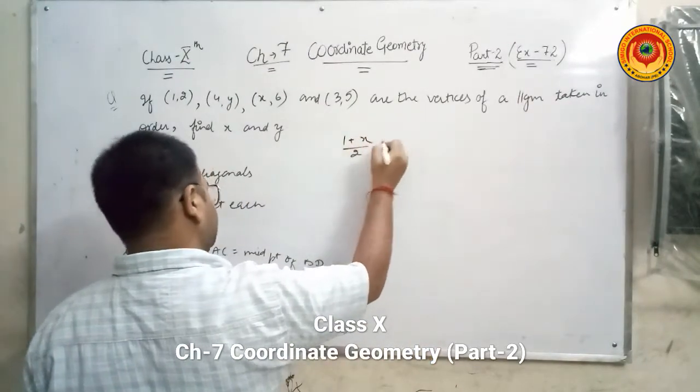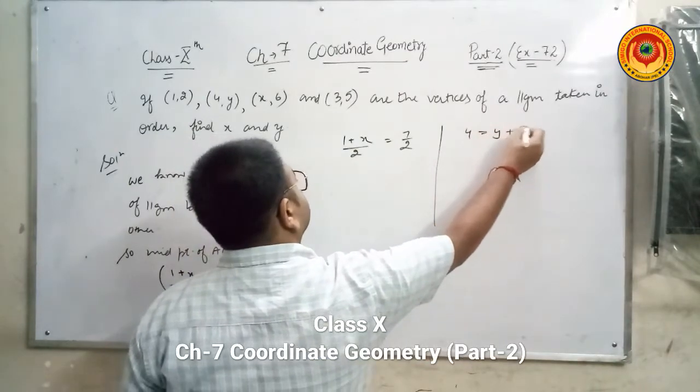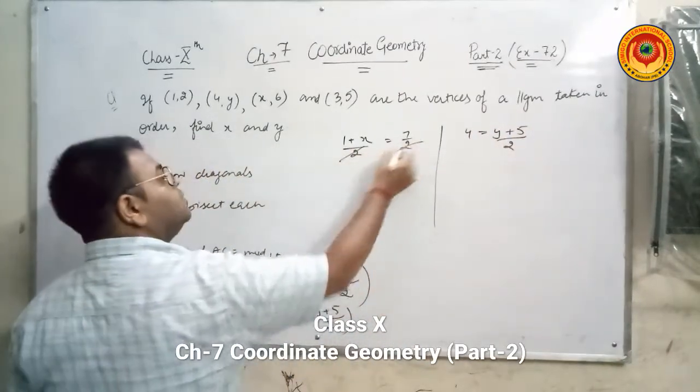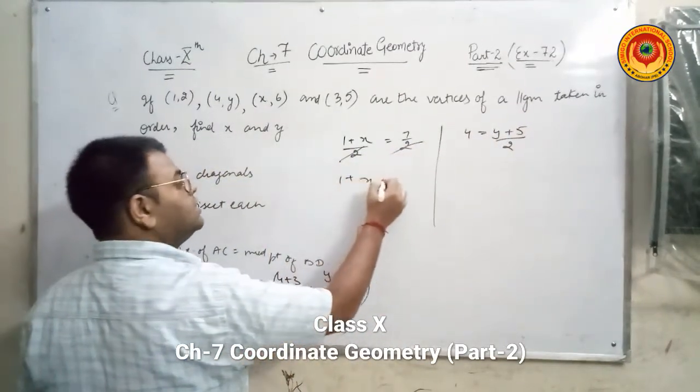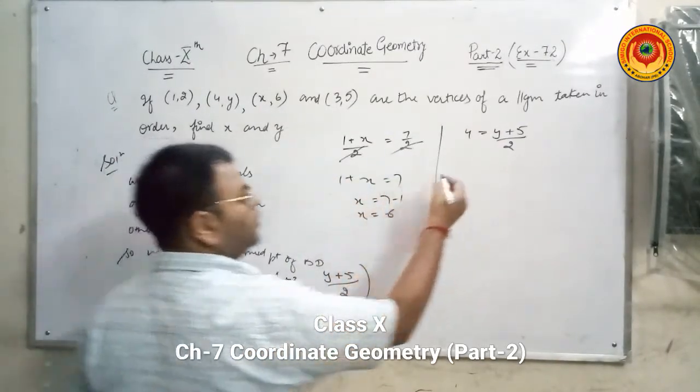1 plus x by 2 is equal to 7 by 2. 4 is equal to 5 plus... yes, 2 cancels with 2. 1 plus x is equal to 7. So what is your x?